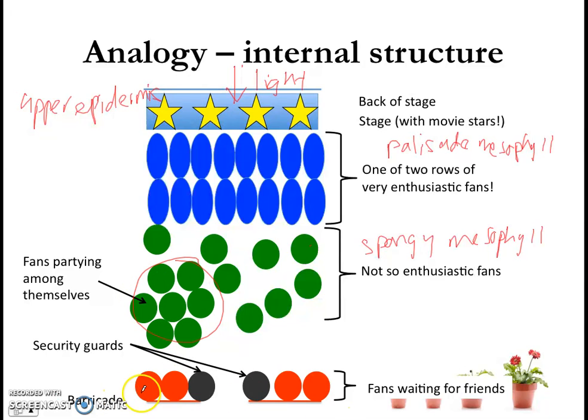And finally, at the back, we have the back of the concert hall, right? These are fans waiting for friends, gathering in a line at the back. And we have security guards who regulate the entry and exit of people. So you can think of this as the lower epidermis, and you can think of the security guards as our guard cells. I don't know, maybe this is not very helpful for you, but it is something interesting that you can relate to when you're trying to remember the structure of a leaf.